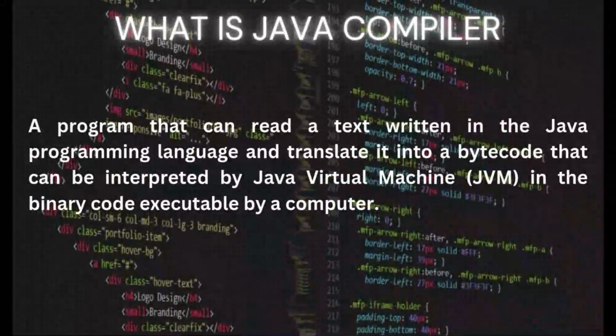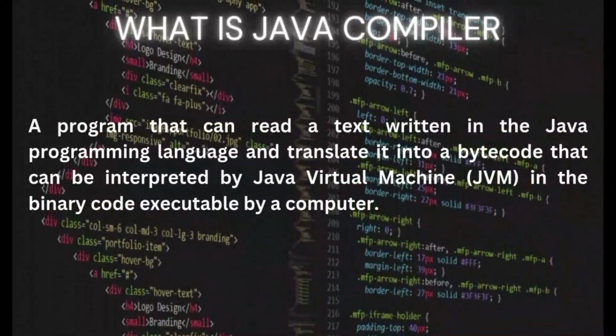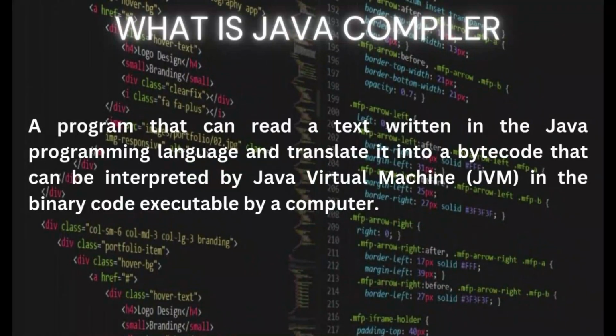So what then is a compiler? Let's look at each of these components. A compiler is a program that reads the text written in the Java programming language and translates it to bytecode that can be interpreted by the Java Virtual Machine. So your compiler just translates your Java programming language into bytecode.